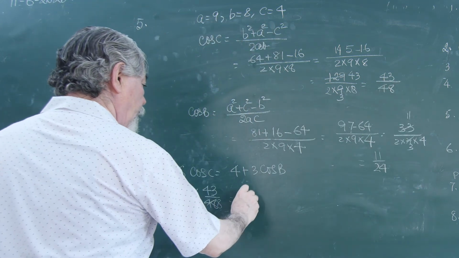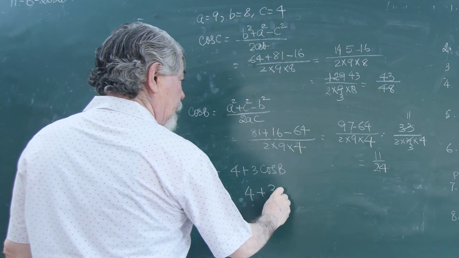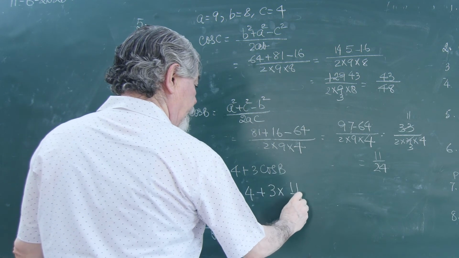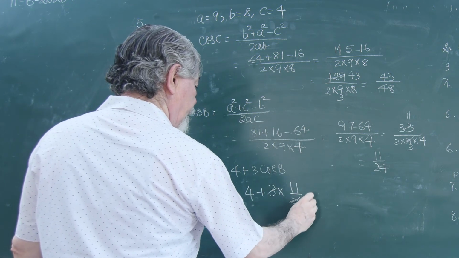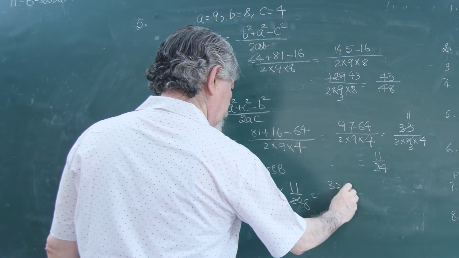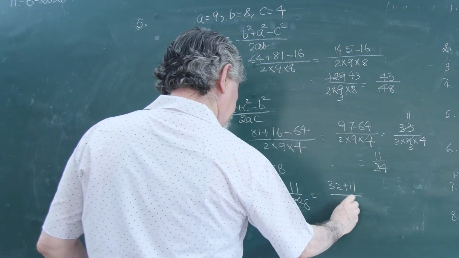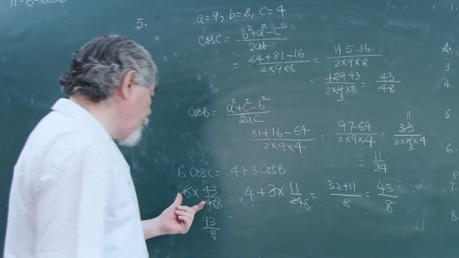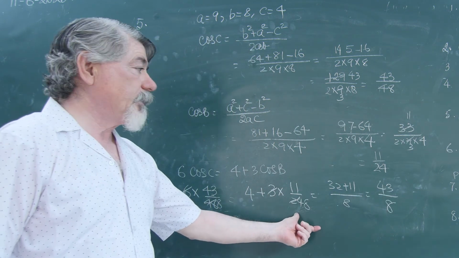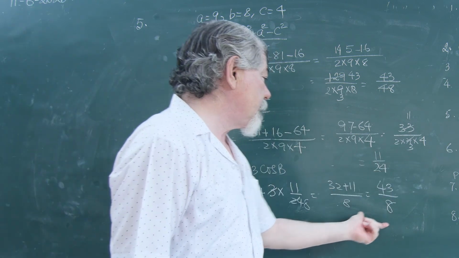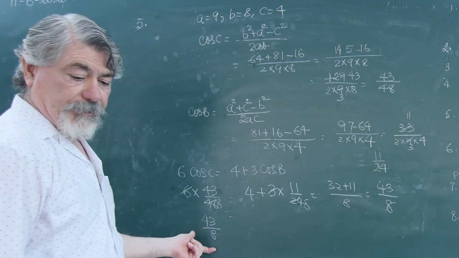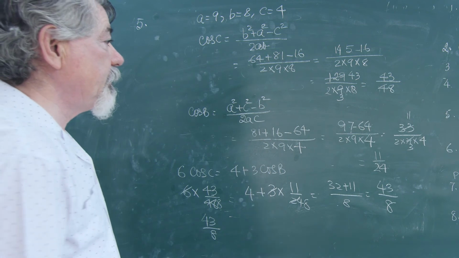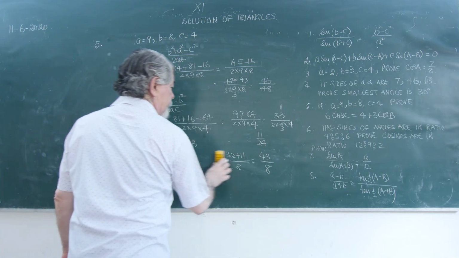It will be 4 plus 3, the value of cos B is 11 upon 24, 3 8s are 24, 8 4s are 32 plus 11 upon 8, that will be 43 upon 8. So left hand side is equal to right hand side, and finally it came out to be 43 upon 8. Now let us see question number 6.